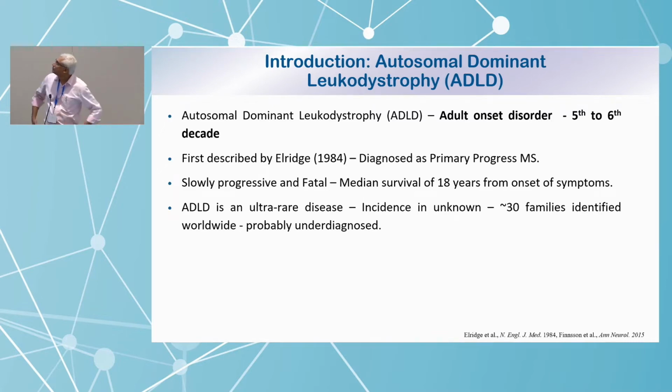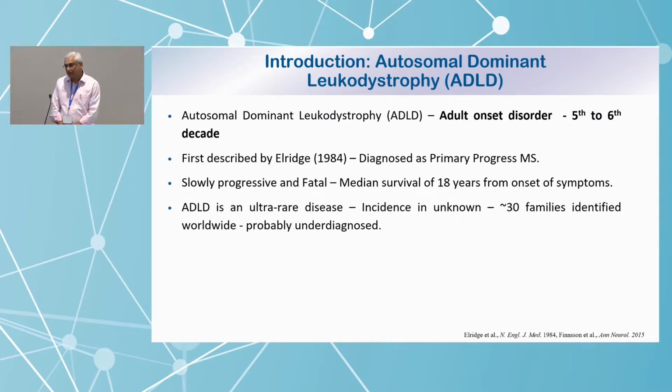Okay, so let's talk a little bit about ADLD. As Adeline was mentioning, ADLD is a purely adult onset leukodystrophy. They're much rarer than the childhood onset leukodystrophies. And ADLD specifically has an onset of about the 5th to 6th decade of life. It was first described by Eldridge in 1984 and was diagnosed as a form of primary progressive MS. Unfortunately, it's a fatal disease. It's progressive. It has a median survival of about 18 years from the onset of symptoms.